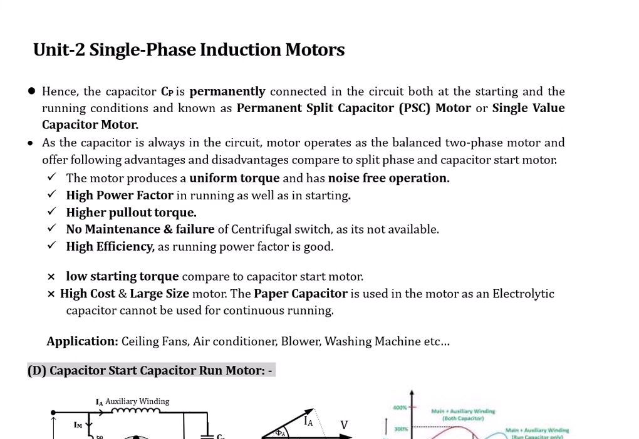Mainly it is used in ceiling fans. We see that ceiling fans have a capacitor, so it is a permanent capacitor type motor. Then we have air conditioners: in an air conditioner, the outside unit contains a fan, and this fan also contains this type of motor. Then blowers, washing machines, etc.